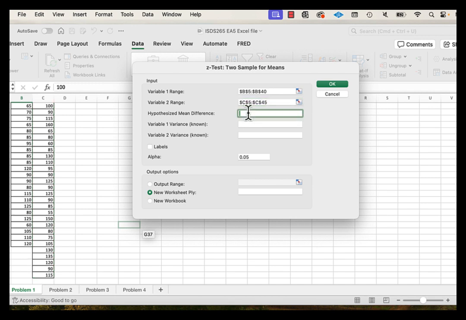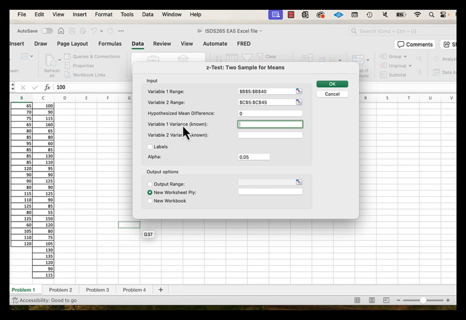Hypothesized mean difference. For all of these problems, it's going to be 0. The null hypothesis is that there is no difference between the mean room rate in Atlanta and in Houston. Okay, variable 1, so that was Atlanta. What is its variance? Now notice here it's asking for variance. It's not asking for standard deviation.